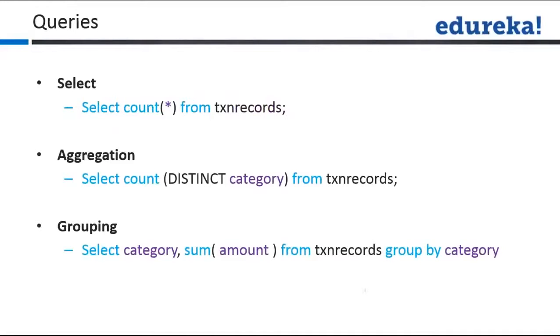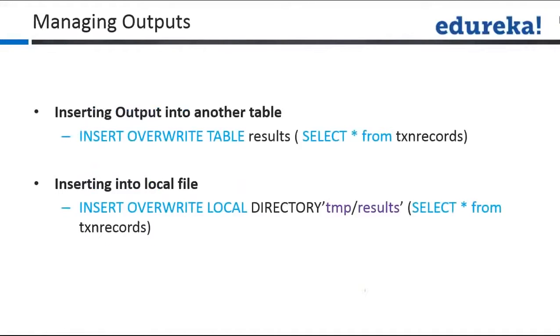Now these are the different types of queries. I'm sure everyone knows these queries. Select count star we just did, then select count distinct category, which shows you the distinct categories, and you do aggregation there. Then there is grouping: you select category, sum of amount from this, and group by category. So these are the different types of queries which can be run here. If you want, I can run them.